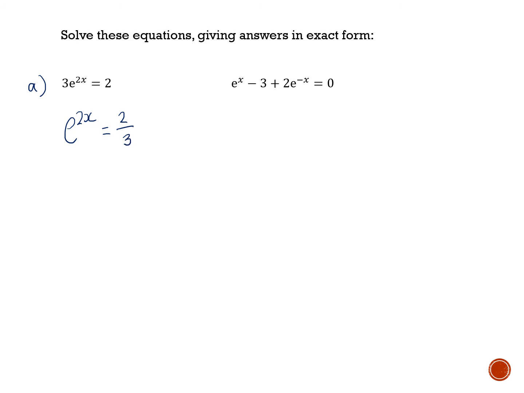Now I can take logs of both sides, natural logs, because the base is e. So if I natural log that side, I get ln of e to the 2x, so that gives me 2x. And if I ln that side, I get ln of 2/3, and I just write it like that. Best as a fraction, because it's not a very nice decimal. And so then my final thing to get my final answer is I write x equals half ln 2/3.